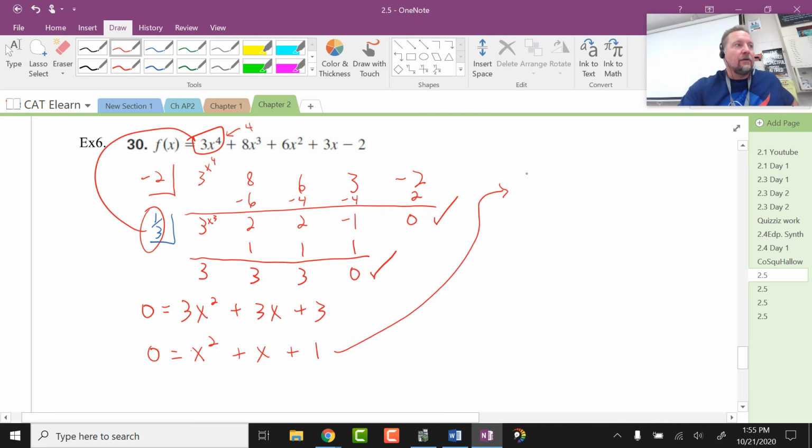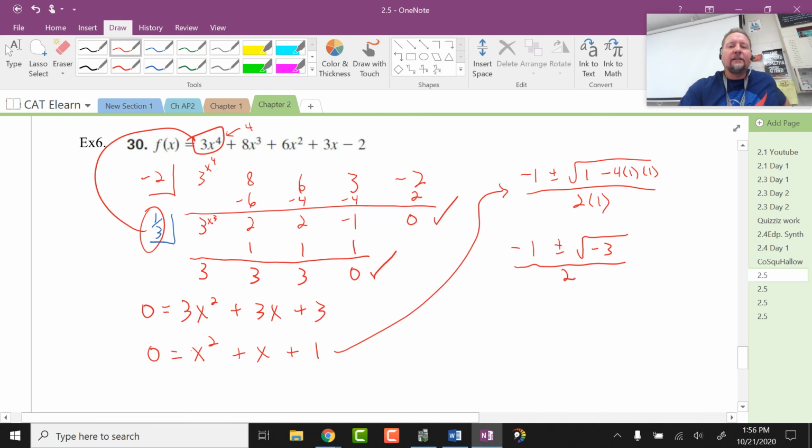To find the remaining 2 zeros, it's the opposite of b plus or minus the square root of b squared minus 4ac all over 2a. And then you get -1 plus or minus the square root. You got lucky again. 1 minus 4 is -3. There's no perfect square in there. 3 is prime. The only thing you have to do is write the zeros.